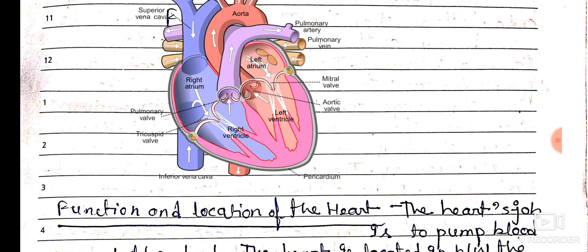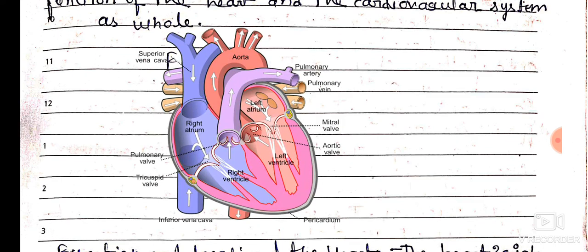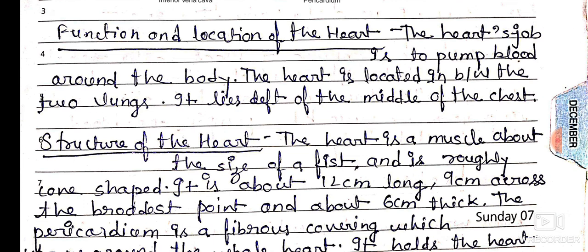And this is the structure of the heart. As you can see, the different structures here. You can also draw this image in your notebook. Function and location of the heart. The heart's job is to pump blood around the body. The heart is located between the two lungs. It lies left of the middle of the chest.